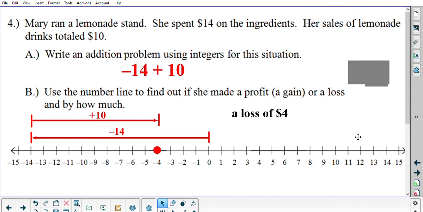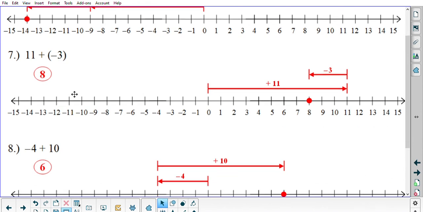So did you somehow explain how you know if the answer is positive or negative? If the negative number has a longer bar, now how can I describe that in words? If the negative number has, how about a bigger absolute value? If the negative number has a bigger absolute value, the answer is negative. But if the number with the bigger absolute value, a bigger bar, was the positive number, like it is here on problem 7 and problem 8, right? The 11 has the bigger absolute value, the 10 has the bigger absolute value, then in that case, the final answer is going to be positive.